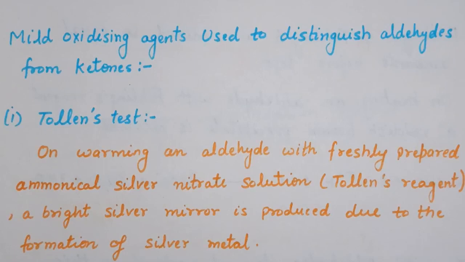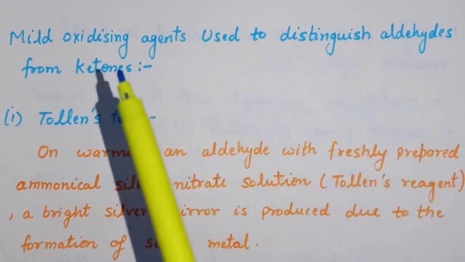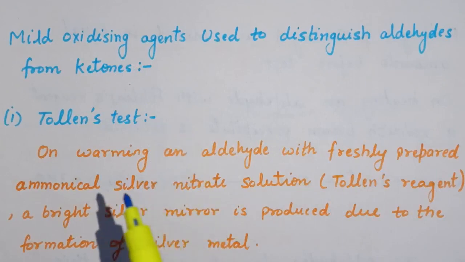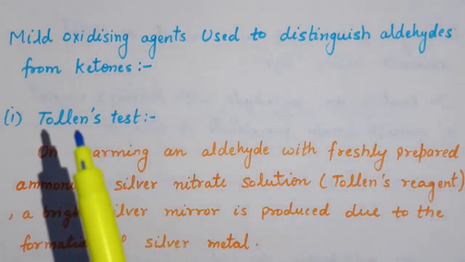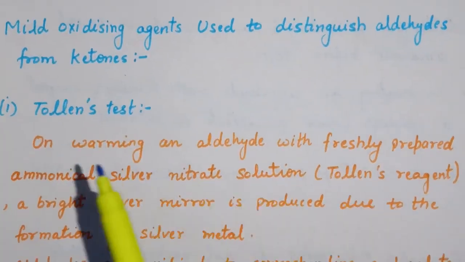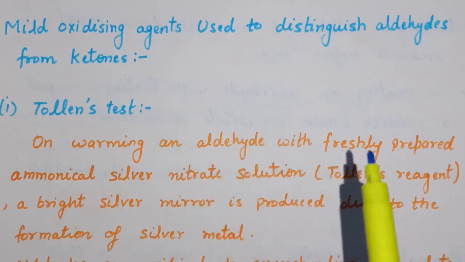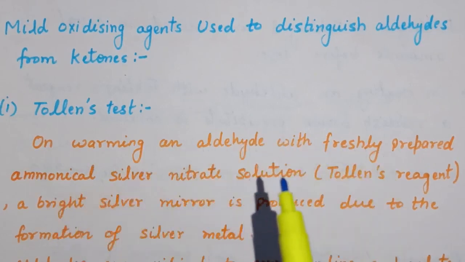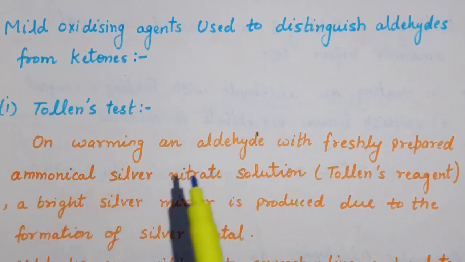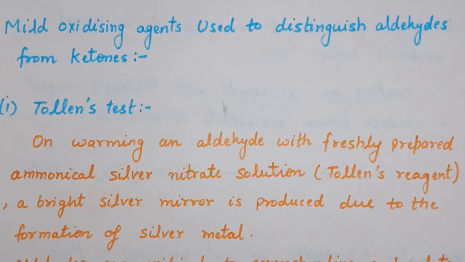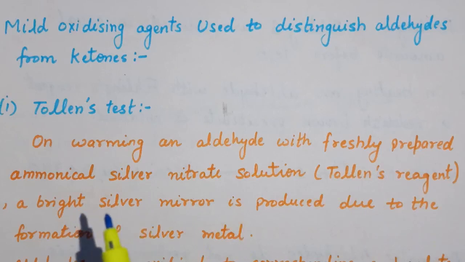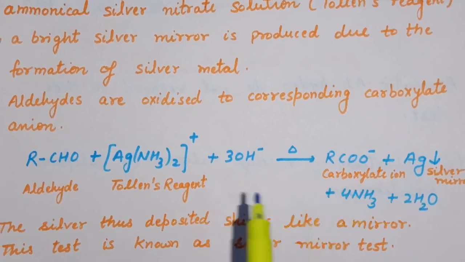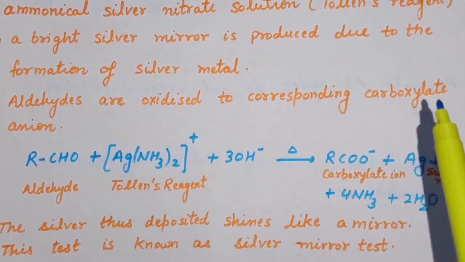Now next is mild oxidizing agents used to distinguish aldehydes from ketones. So here some tests are given by which we can distinguish aldehydes from ketones. First is Tollens test. On warming an aldehyde with freshly prepared ammoniacal silver nitrate solution, known as Tollens reagent, a bright silver mirror is produced due to the formation of silver metal. And aldehydes are oxidized to the corresponding carboxylate anion.